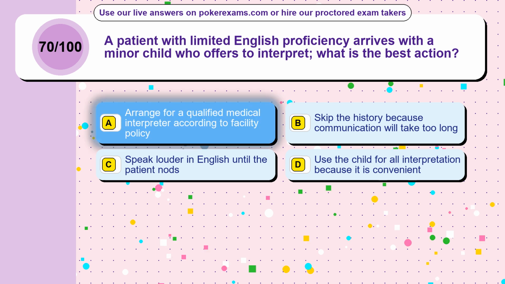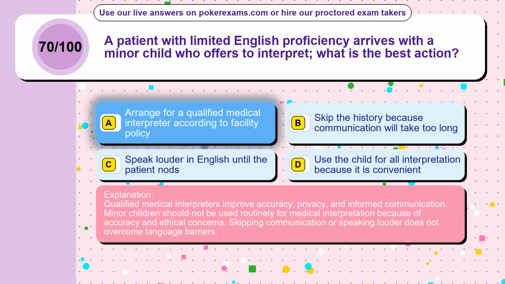The correct answer is option A. Arrange for a qualified medical interpreter according to facility policy. Qualified medical interpreters improve accuracy, privacy, and informed communication. Minor children should not be used routinely for medical interpretation because of accuracy and ethical concerns. Skipping communication or speaking louder does not overcome language barriers.